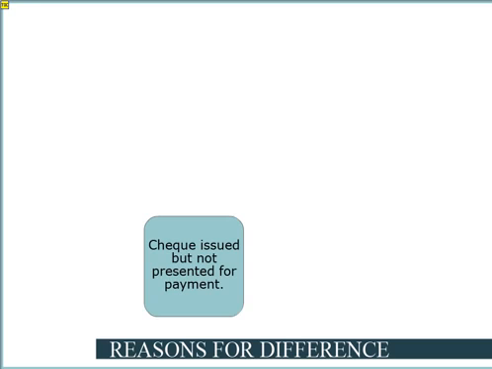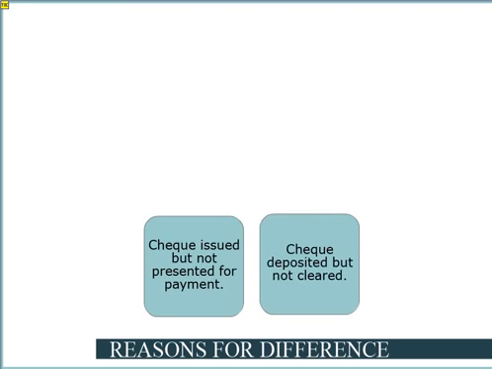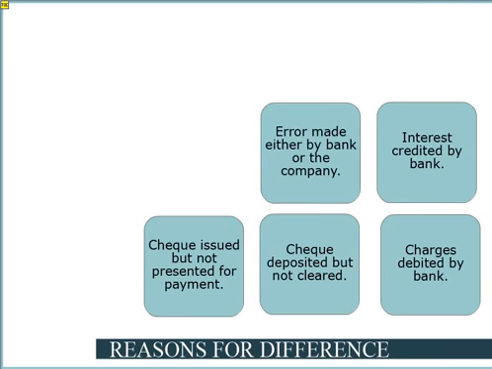The reasons for the difference may be checks issued but not presented for payment, checks deposited but not cleared, charges debited by the bank, interest credited by the bank, or errors made either by the bank or the company.